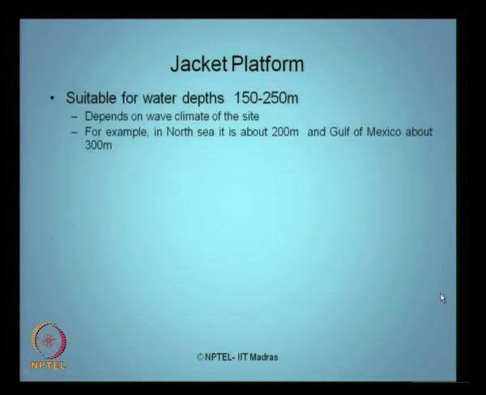Jacket platforms are suitable for water depths up to 250 meters. Of course, the selection of depth depends on the wave climate of the site. For example, the North Sea can be suitable up to 200 meters because of its weather conditions, whereas in the Gulf of Mexico people have successfully installed jacket platforms up to a depth of about 300 meters. We saw in the last lecture a list of different jacket structures installed in North America.